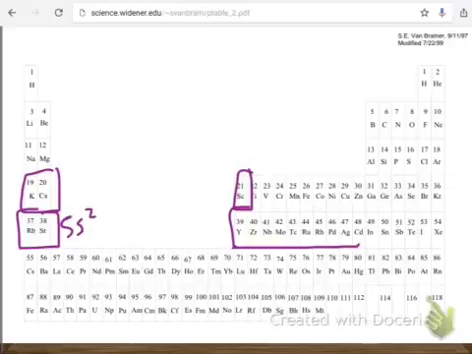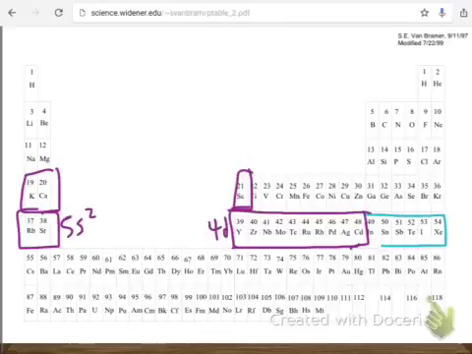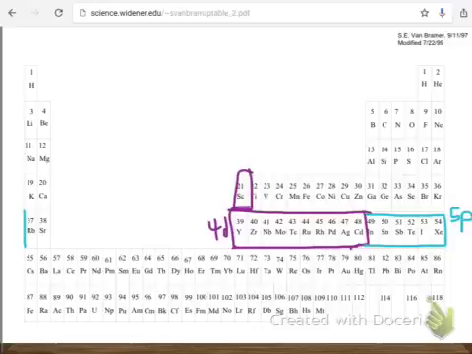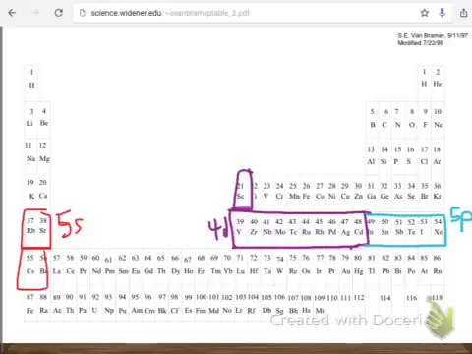And from 4, so this is filling 4D. What fills after 4D? I should color code these with my blocks. 5P. Yeah, let me make these the right colors. Come on, Moser, you went to all the trouble to color code stuff. Whoops. 5S, 4D, 5P. What fills after 5P? What is it? After 5P?